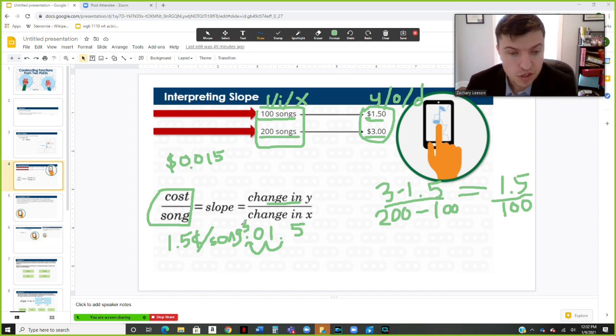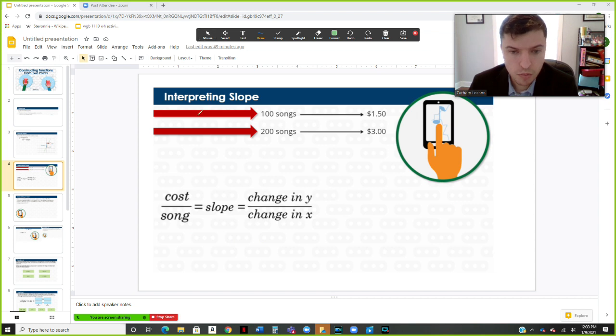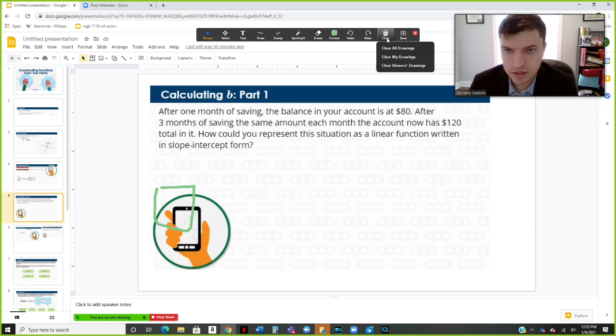Which sounds like chump change, right? But if I aspire to get 1 million plays by the end of my lifetime, that might add up, because I have to multiply this 1.5 cents times 1 million, and that'll give me some money. All right, so slope in this case was how many dollars I was getting per one song. So let's look at this other example here.